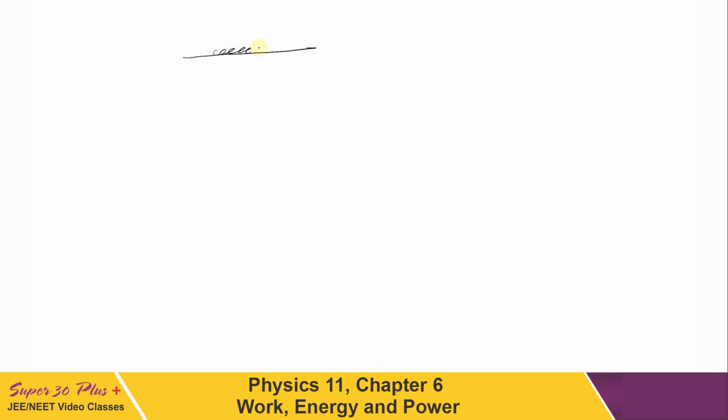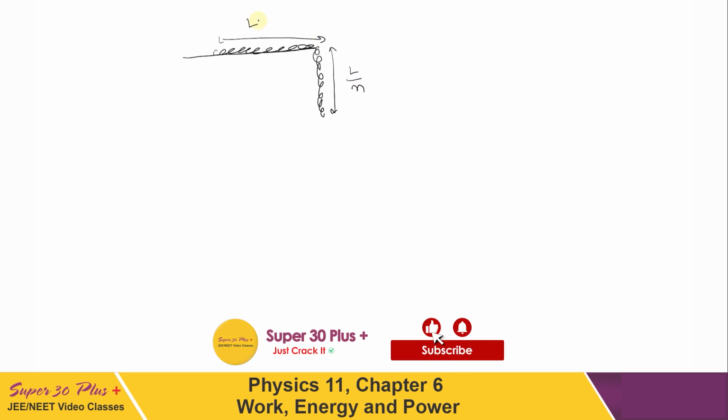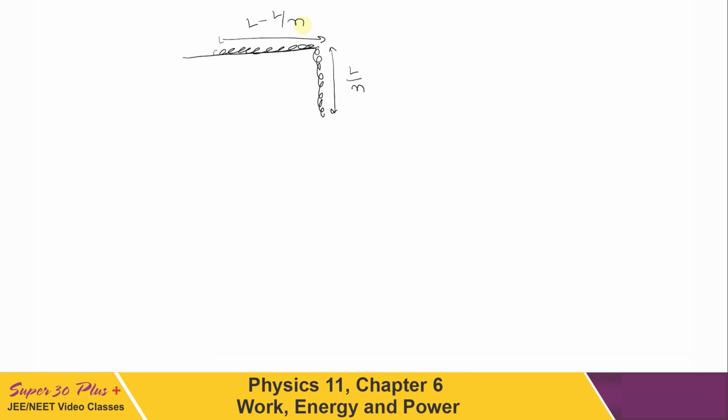This is the part of the chain which is on the surface, and this one is the hanging part. Now in the question it is provided that 1/nth is hanging. So if we consider the length of the whole chain to be L, then this part has to be equal to L/n, and the remaining part on the table will be equal to L minus L/n. Now the mass of the cable is given as m. So the hanging part will have mass equal to m/n.